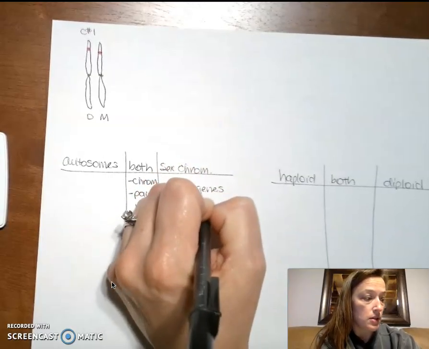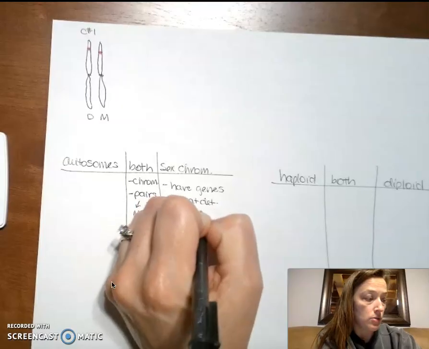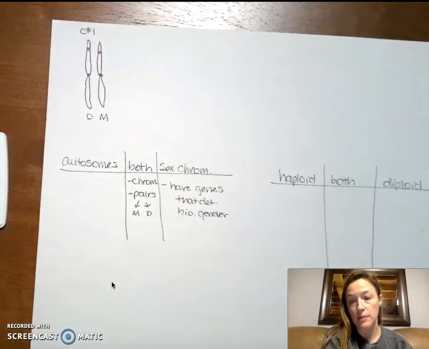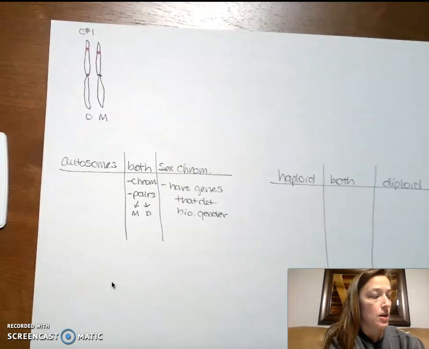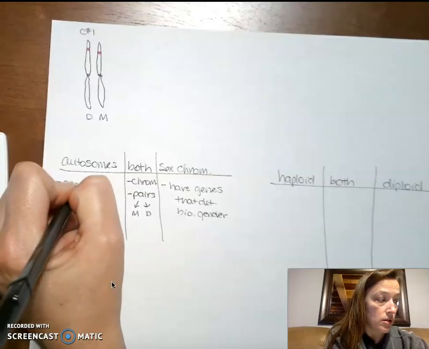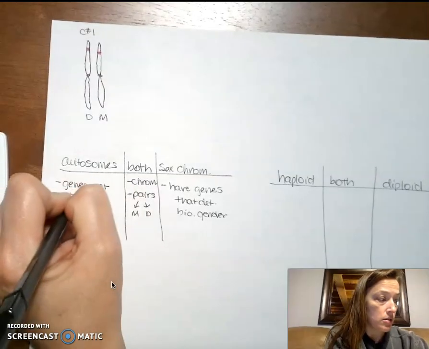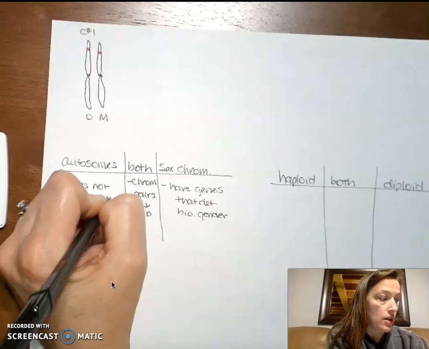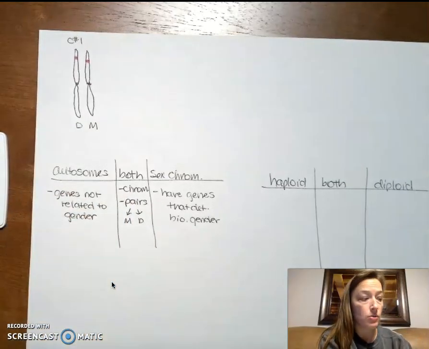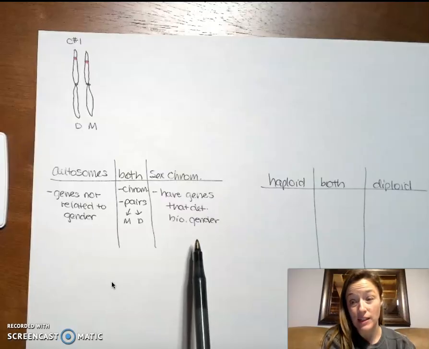That determine biological gender. Okay, so they're going to have the genes that code for the development of either ovaries or testes. Autosomes are going to have genes not related to gender. Now, I say that there are some genes on the X chromosome that aren't related to gender.